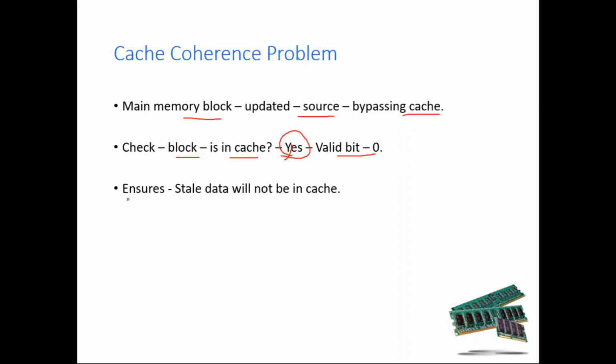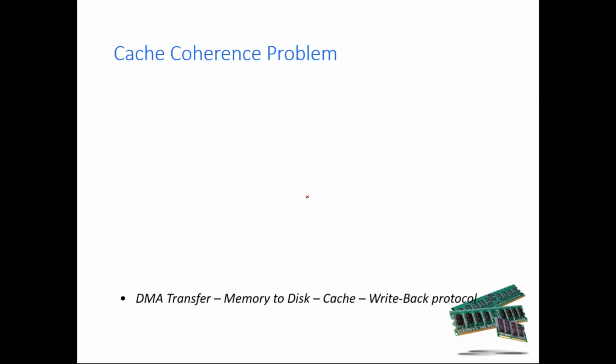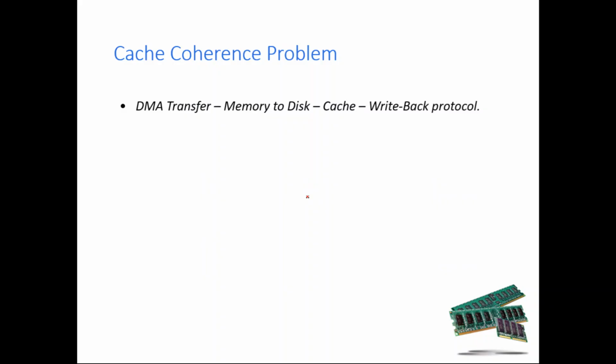Because by this we ensure that stale data or data which is invalid is not available in the cache memory. Okay, so that is one case. Another case is something called DMA transfer, direct memory access transfer. It means memory can be accessed without the involvement of the processor or the system bus. So that concept is called direct memory access.